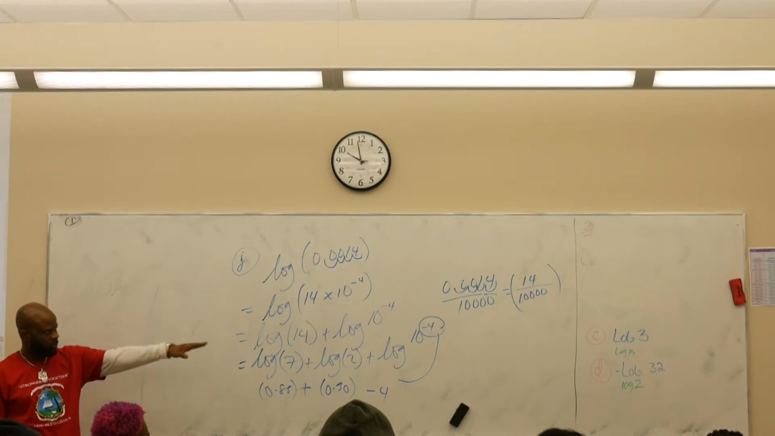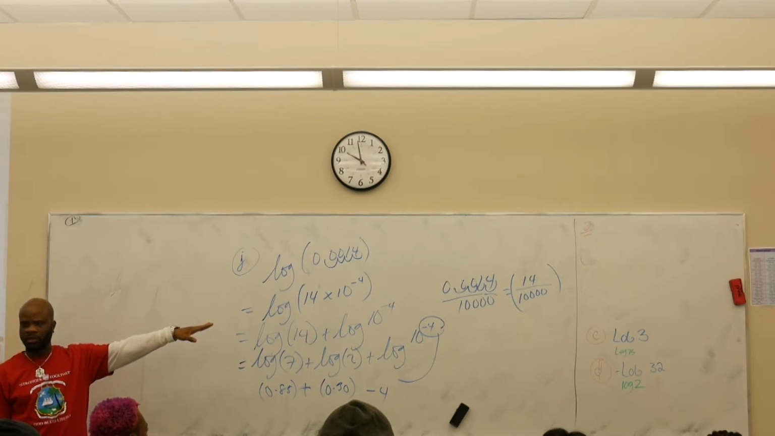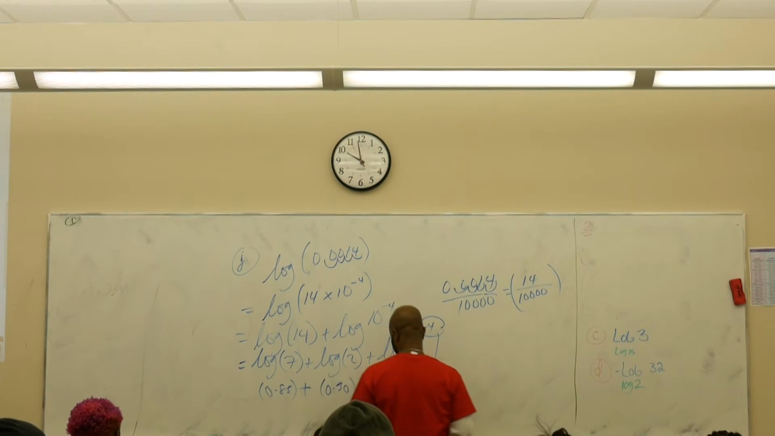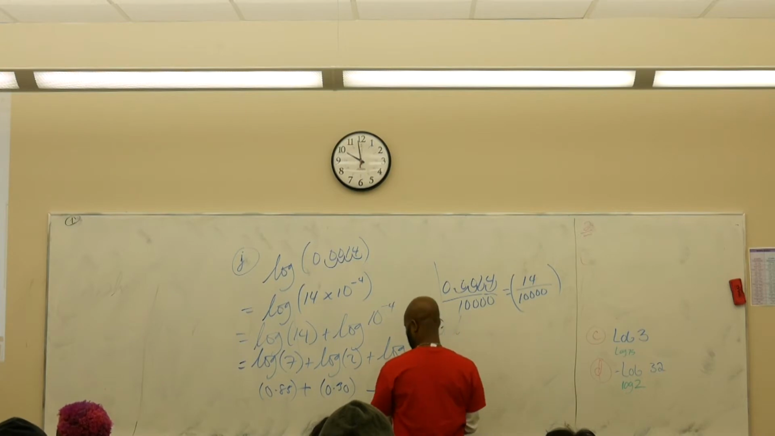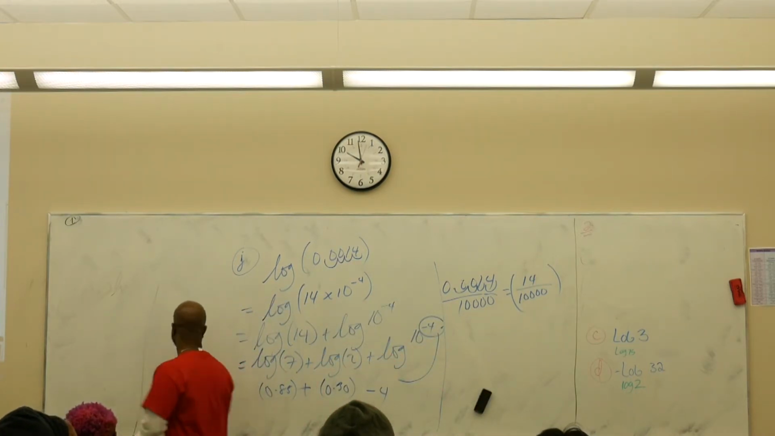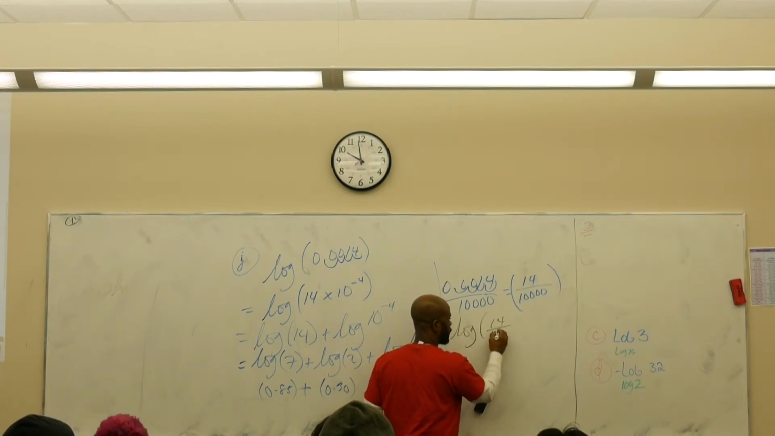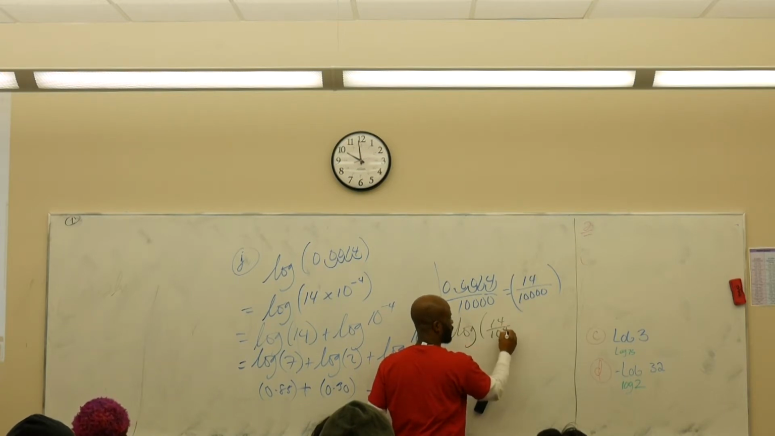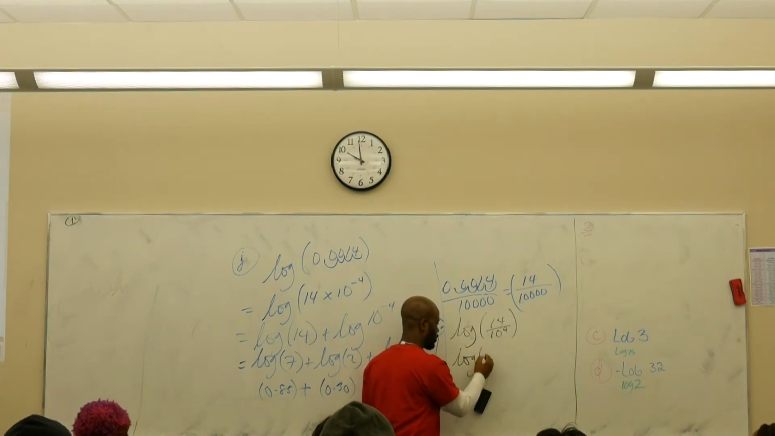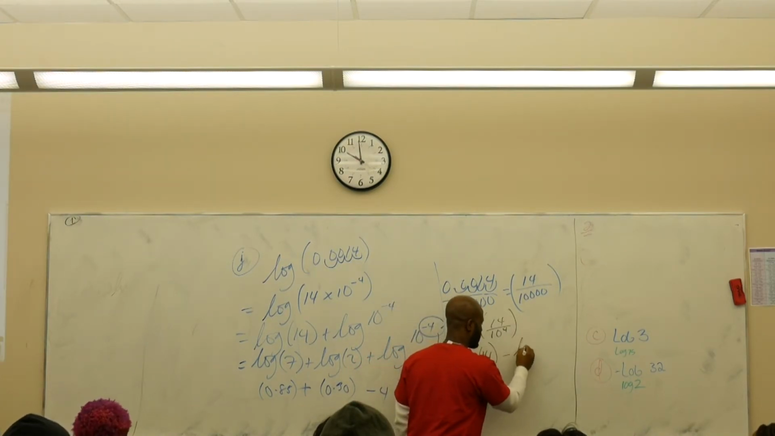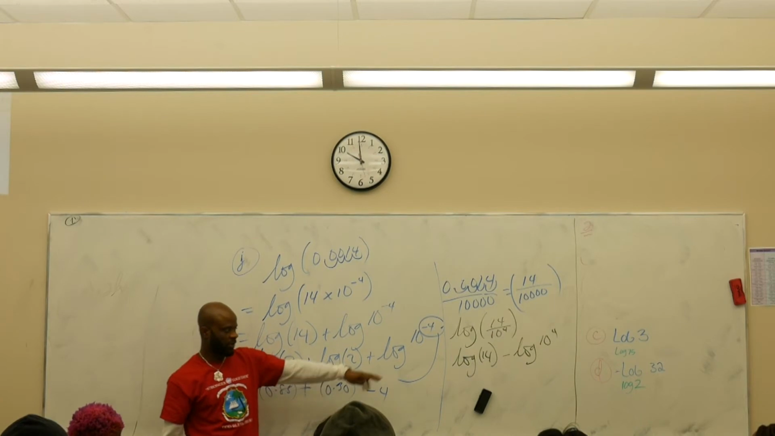See that? Anybody want to see how that turns out also with the fractions? Those who don't care about scientific notation? So this becomes the log of 14 over 10 to the 4th power, right there. So this is the log of 14 minus the log of 10 to the 4th power. Because again, we're dividing, right?